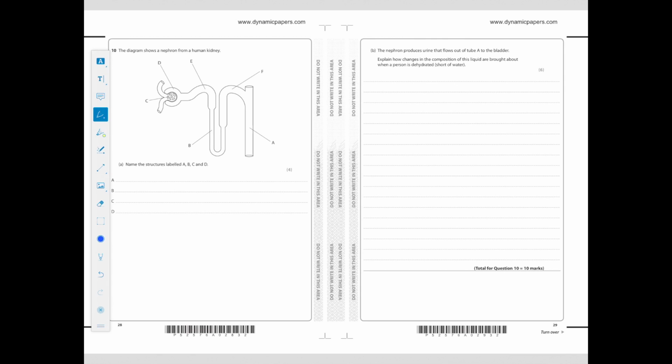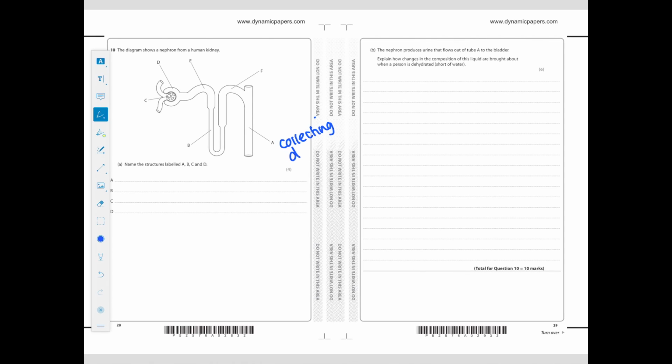10. The diagram shows a nephron from a human kidney. Name the structures labelled A, B, C and D. So I'm just going to go through this right now without even looking at the answer sheet. That's the collecting duct. This is the distal convoluted tubule. This is the loop of Henle. This is the proximal convoluted tubule. We have our Bowman's capsule, and we have the glomerulus, which is the blood vessel feeding into that nephron. So make sure we match up our labels.